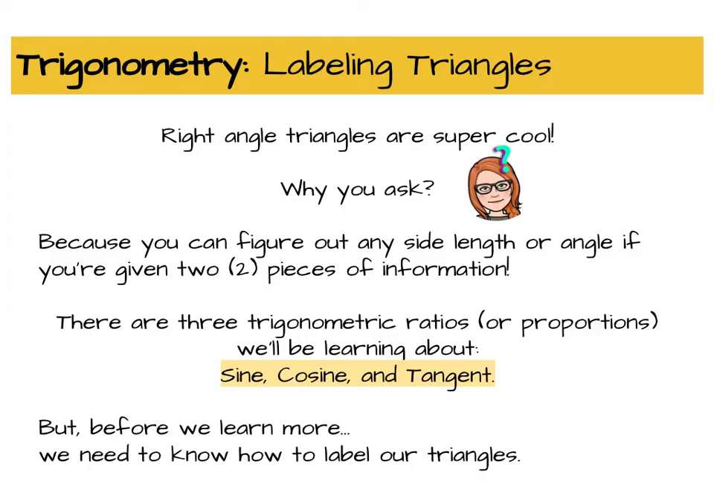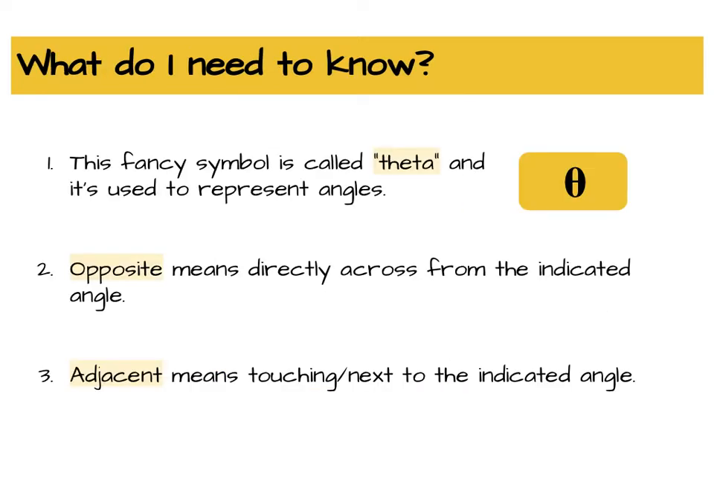Right angle triangles are super cool. I knew you'd ask why. Because you can figure out any side length or angle if you're given two pieces of information. There are three trigonometric ratios or proportions we'll be learning about, and they're called sine, cosine, and tangent. But before we learn more, we need to know how to label our triangles.